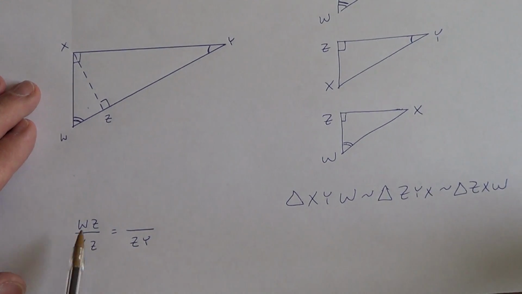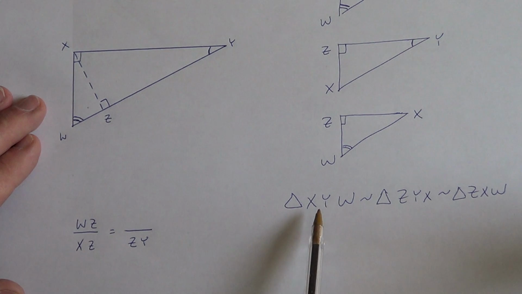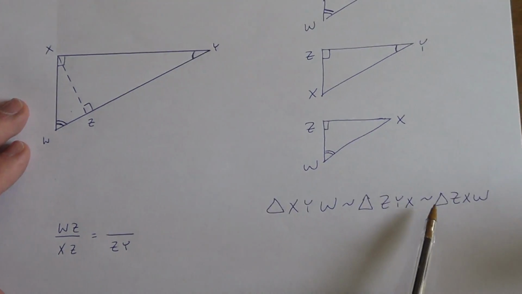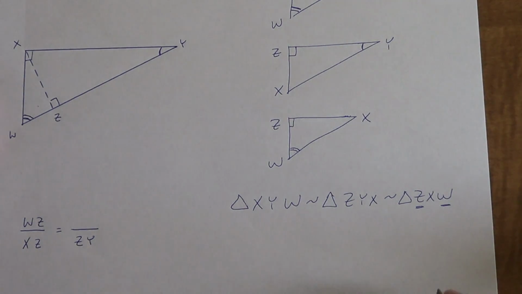Now let's figure out what's missing right here. So I have WZ and XZ, so I look over here. I don't have WZ and XZ. I don't have WZ and XZ. Ah, I do have WZ and XZ. So my WZ is first and last. My XZ is first and second.